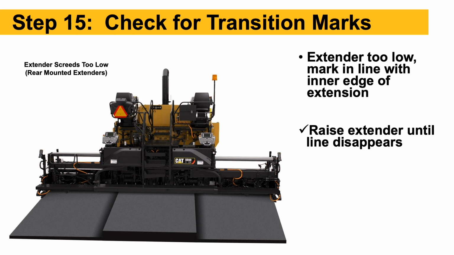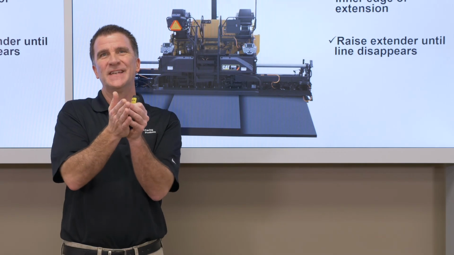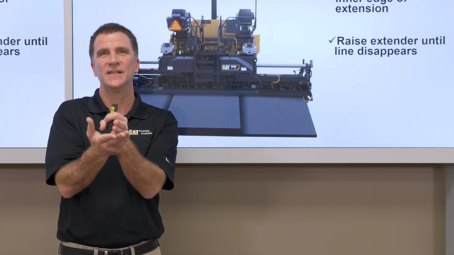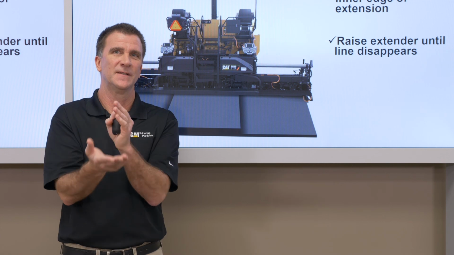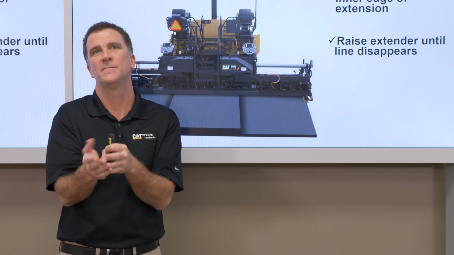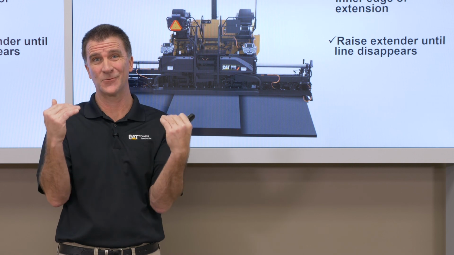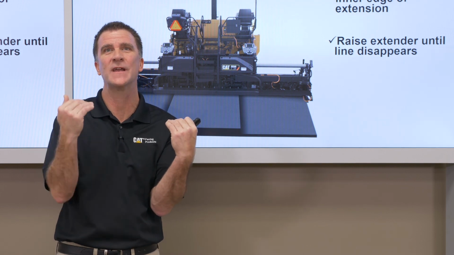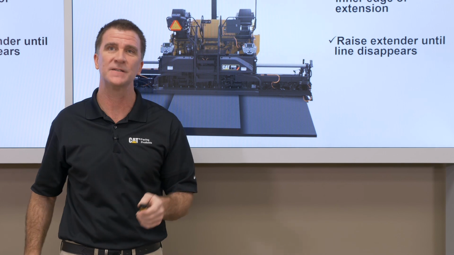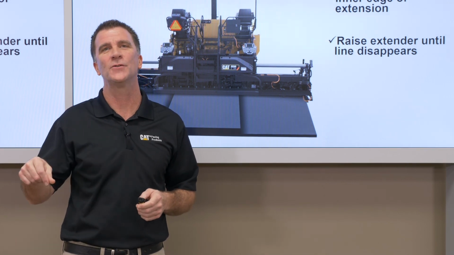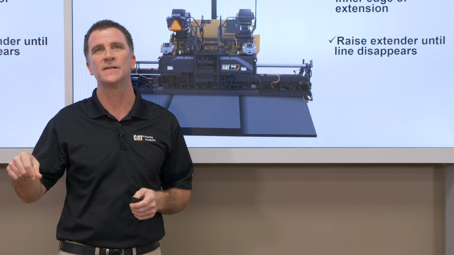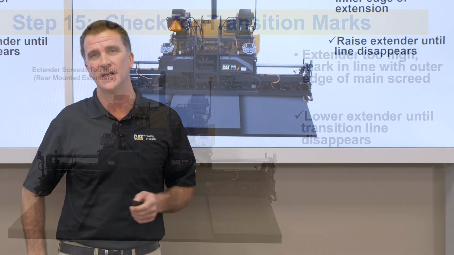What I do in the field is, I can't remember extension height up, down, and all that. So I just follow that line up to the screed and see where it's coming from. So in this picture, if I follow that line, it's inside the main screed. It's actually on the inside edge of those extenders. So what that tells me is my extender heights aren't matching with the main screed. So in this case, I need to raise my extender up just a little bit to get rid of that line. And you just hold the raise extender button until the line goes away, and then take your finger off the button, and you're done.